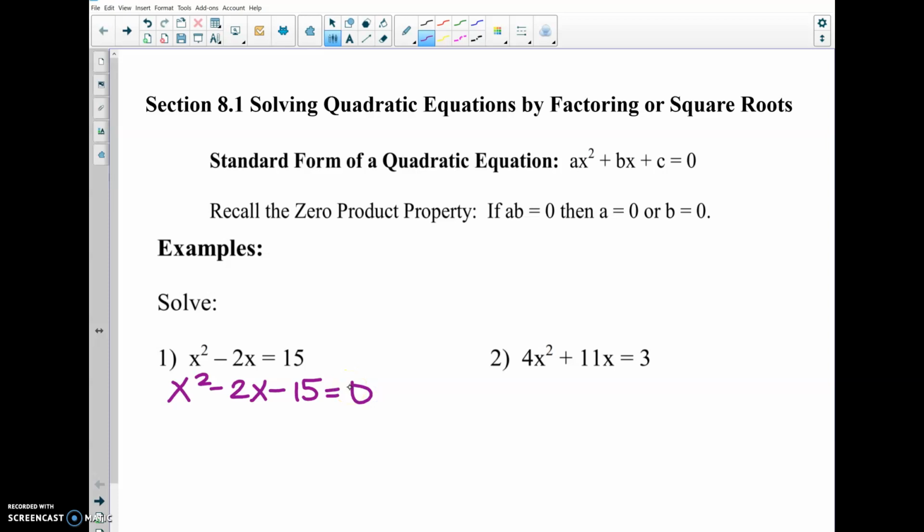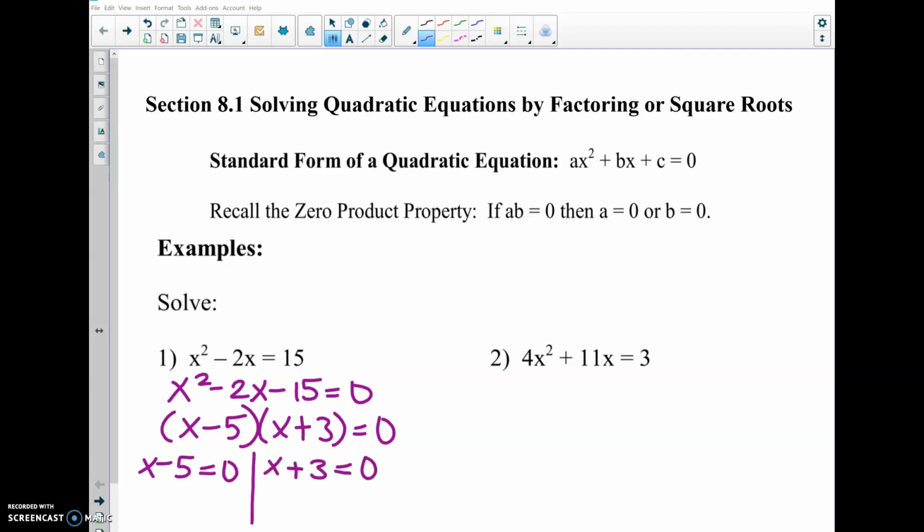Step 2, factor. Step 3, use the zero product property and set each of your factors equal to 0. Step 4, solve each of those equations. So your answer to number 1 is x equals 5 or x equals negative 3.